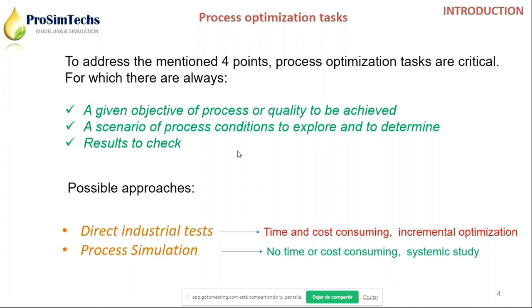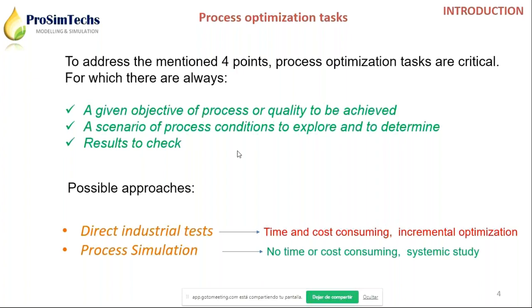And then we have a given scenario of process conditions to explore and to determine, of course, to accomplish our objective. And finally, result to check. Okay, so basically, we have two different possible approaches to do this.